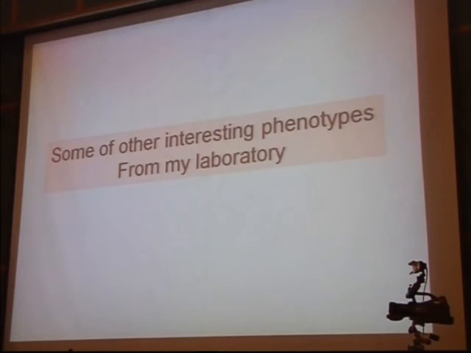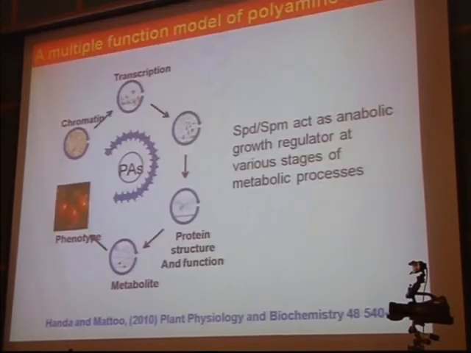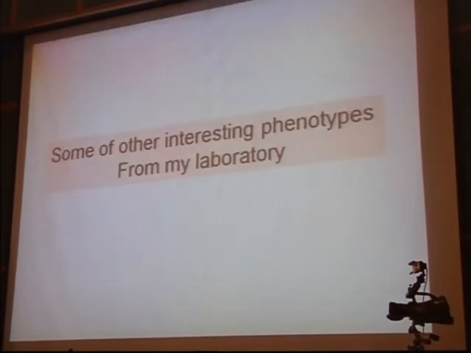Okay, what we're doing now is taking tomatoes and trying to see if we can feed them to some animals like mice, and whether we can make them live longer. Six months from now, hopefully we'll know the results and see whether endogenous polyamines can really have a role in the mammalian system to increase longevity. Just the last 2 minutes, I'll take to show some other interesting phenotypes from my lab.